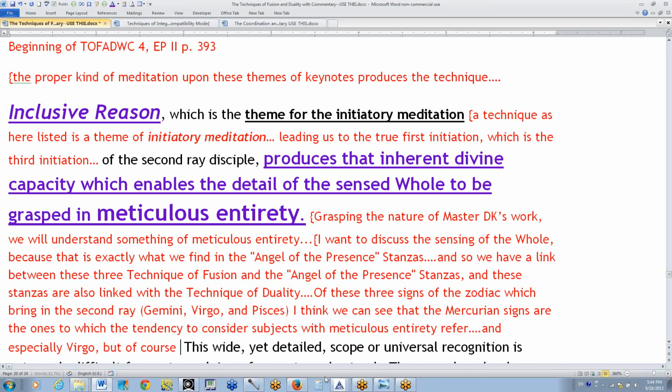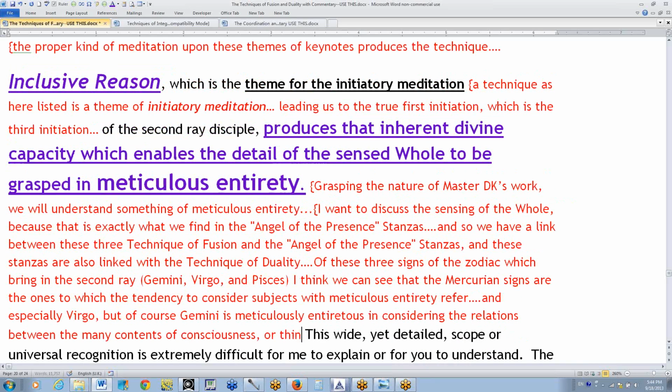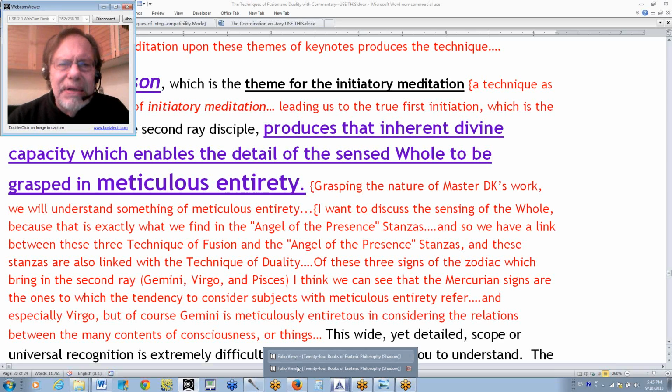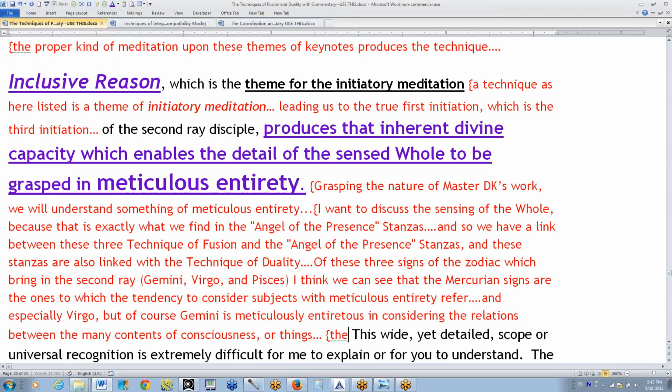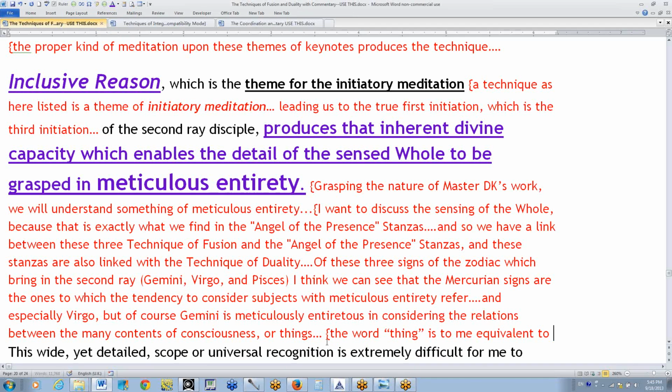But of course, Gemini is, if I can put it like this, meticulously entiretous in considering the relations between the many contents of consciousness or things. When I use the word thing, to me it is equivalent to a content of consciousness.